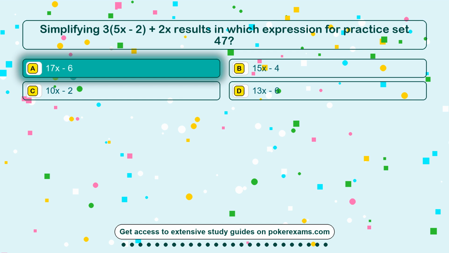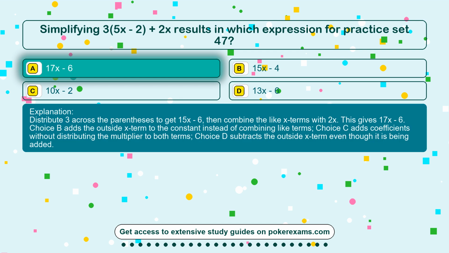17x minus 6. Distribute 3 across the parentheses to get 15x minus 6, then combine the like x terms with 2x. This gives 17x minus 6. Choice B adds the outside x term to the constant instead of combining like terms. Choice C adds coefficients without distributing the multiplier to both terms. Choice D subtracts the outside x term even though it is being added.